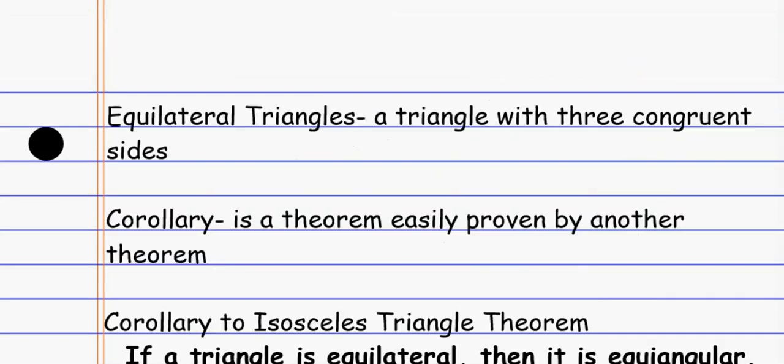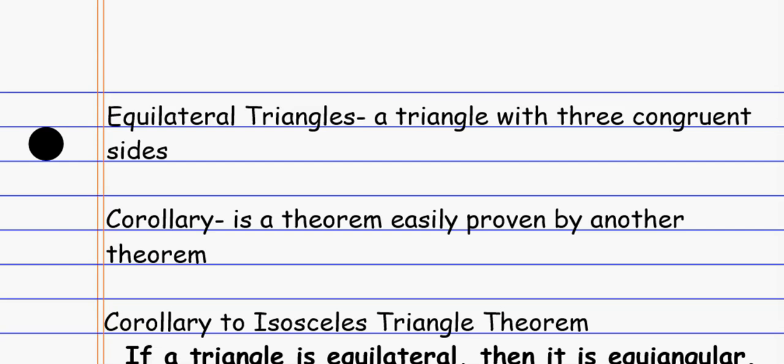All right, let's talk about equilateral triangles. Equilateral triangles are triangles where all three sides are congruent. And so here's the thing: if all three sides are congruent, that means we still have two congruent sides. So all the same rules for the isosceles triangle, we can apply to an equilateral triangle. All right? So keep that in mind.